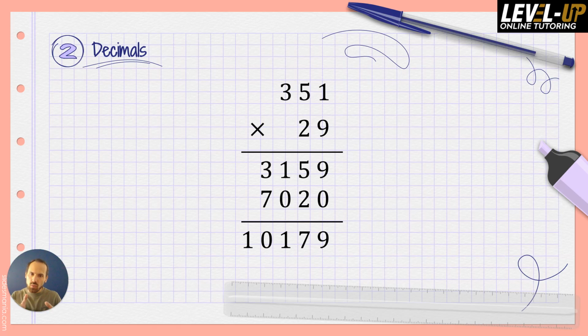Right, so what we need to do is compare this calculation to the one we did before. We had 35.1 before, and we've made this 351. So we've essentially multiplied it by 10, haven't we? We've moved that decimal point 1 to the right, multiplied by 10. Same thing with the 2.9, we've multiplied that by 10 to get to 29.